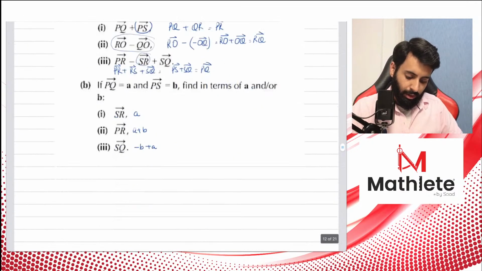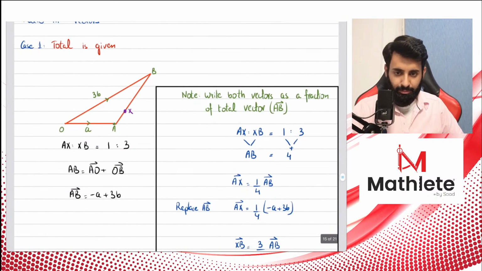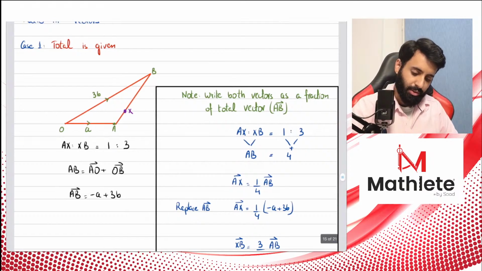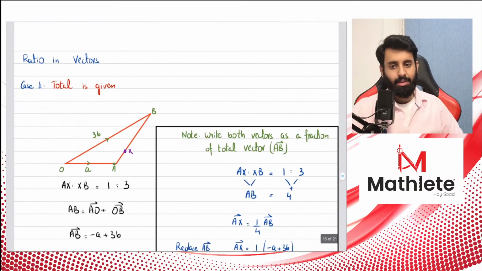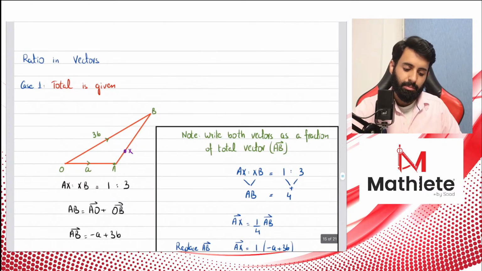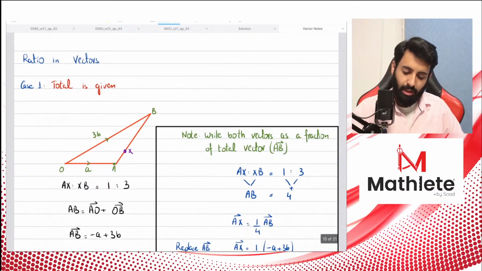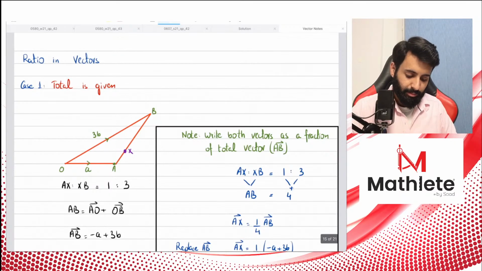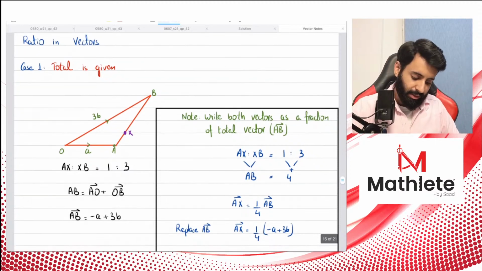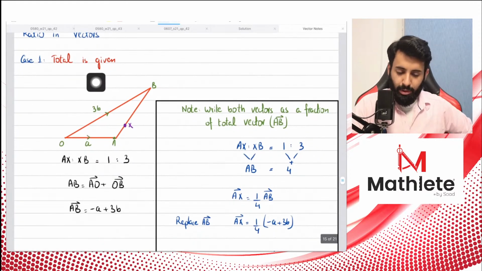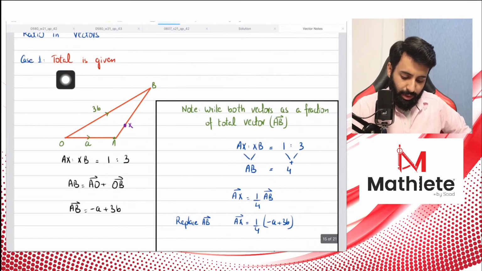All right, then comes the main concept, and that is basically ratio. Now, ratio in vectors is perhaps the most frequently tested concept, and it's also perhaps one of those topics in which students, you guys, struggle a lot. Now, there are two cases if you think about it. Here's an example in which the total is given. When I say total is given, I mean the total vector is given. Let me show you what I mean.